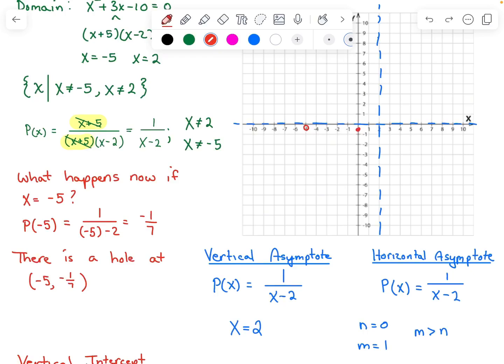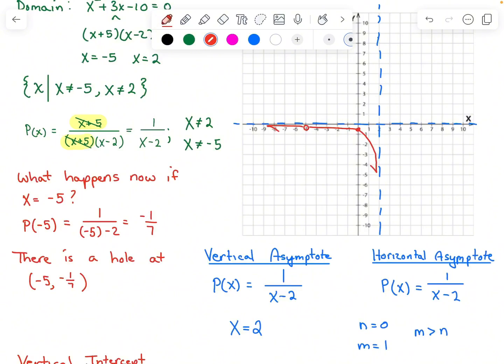To the left of the vertical asymptote, the graph will approach the horizontal asymptote like such. There's a hole at (-5, -1/7). Then it's going to cross through (0, -1/2), and then approach the vertical asymptote just like that.